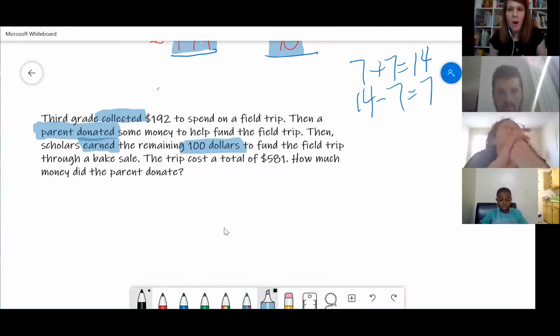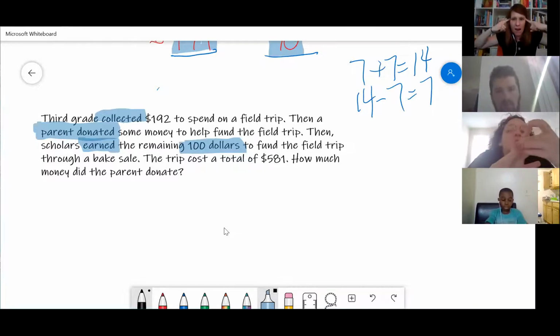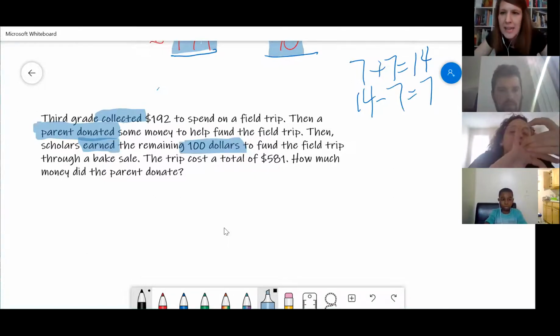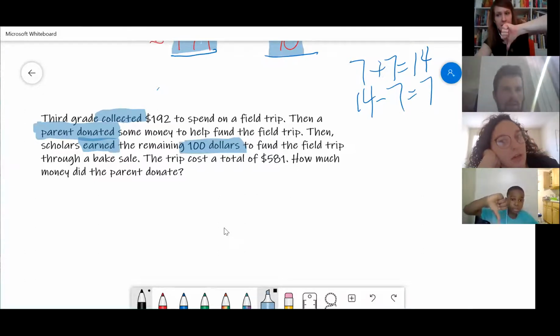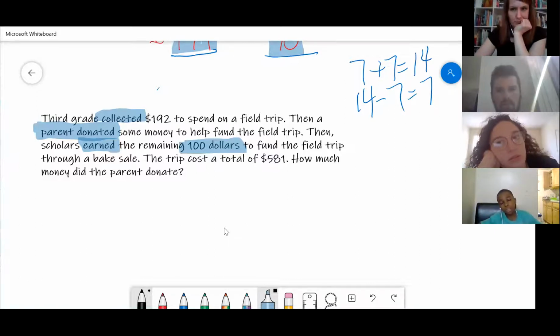So scholars, I want everybody to be thinking right now, is the money that the parents donated gonna be more or less than $581? Is it gonna be more or less than $581? Let's call in a scholar to tell me. I should see everyone in front of their screen right now if they're telling it's more or less than $581. Robert, go. It's less than $581. And why is that, Robert?